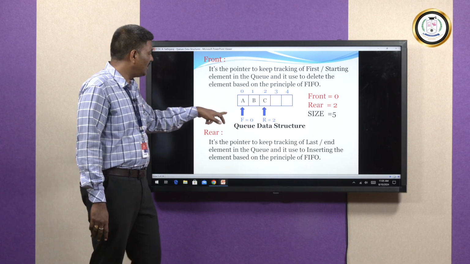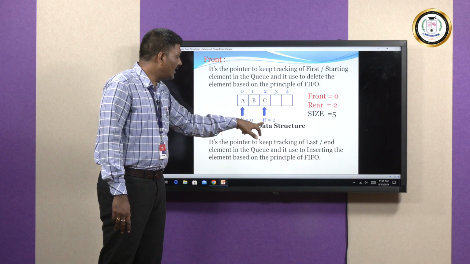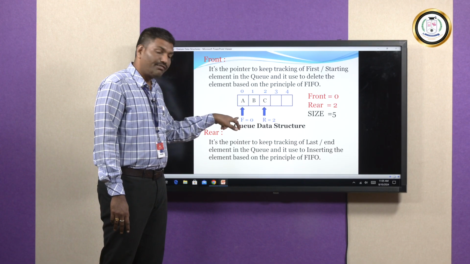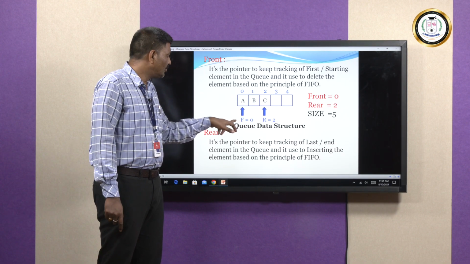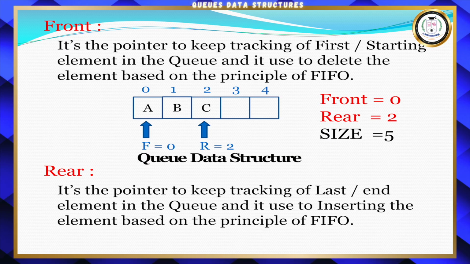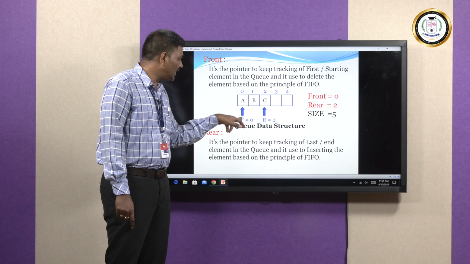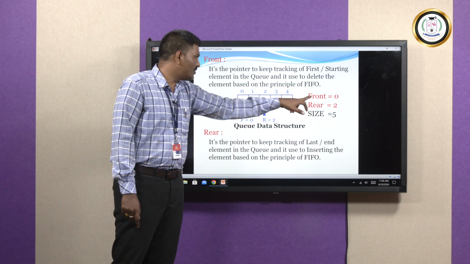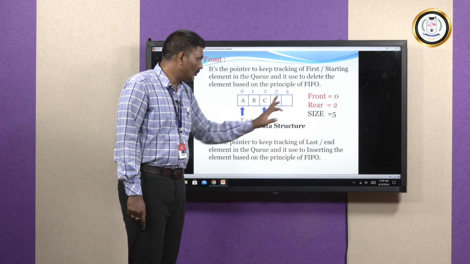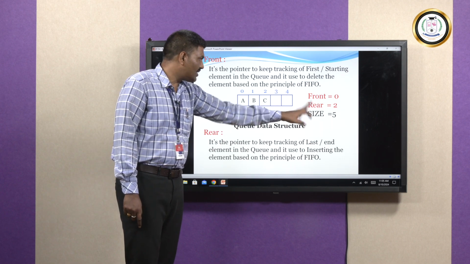Here you can see front indicating A and rear indicating C; R and F are the short forms of rear and front. According to the data structure, the number of locations, or size, is 5, but the locations start from 0 up to 4. The present front is at location 0, rear is at location 2. So, the total overall size is 5.